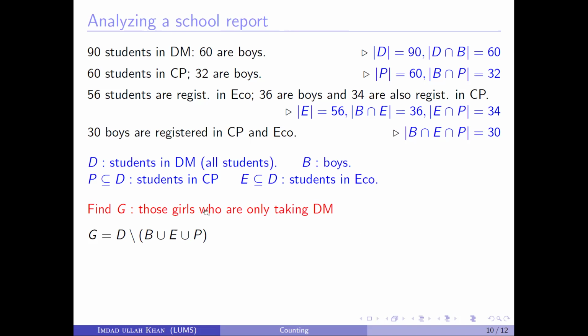When we say the girls who are only taking discrete math, that means from the entire population of discrete math, we need to subtract the set of those who are either boys or taking the econ or programming course. Why are we taking the union? Because those are the exclusion criteria. If there's a boy in a set, we don't need to count him in the set of girls. If there is someone who is taking econ, they do not need to be counted in our set G, because that is representing girls who are only taking discrete math, and the same applies for P.